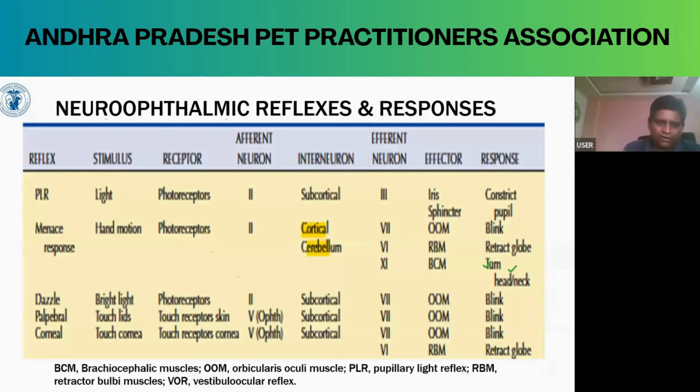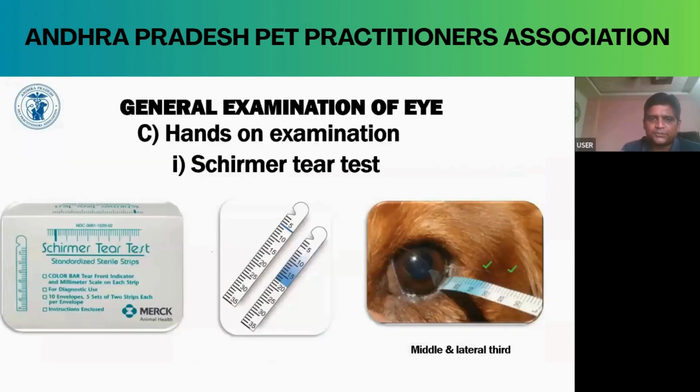What are the nerves involved? The PLR, menace response, palpebral, and the corneal. So the PLR and the menace response are commonly observed in the general ophthalmic examination. Coming to the other things, the first thing we have to do after hands-on examination is the Schirmer tear test.